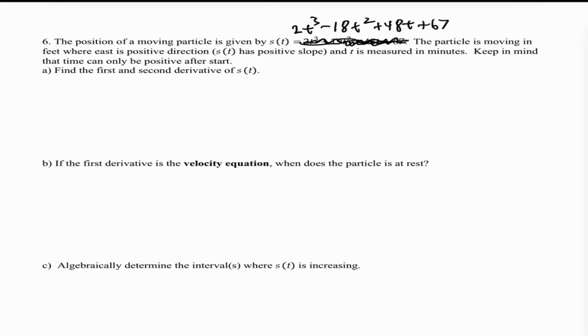This question asks, the position of a moving particle is given by s of t equals 2t cubed minus 18t squared plus 48t plus 67. The particle is moving in feet where east is positive direction and t is measured in minutes. Keep in mind that time can only be positive after start.